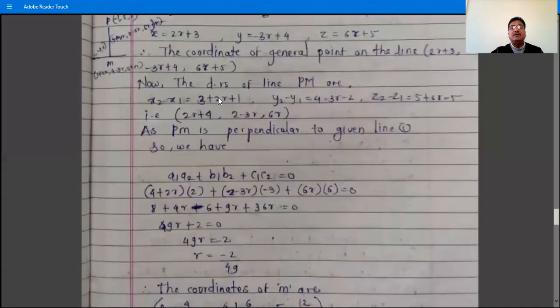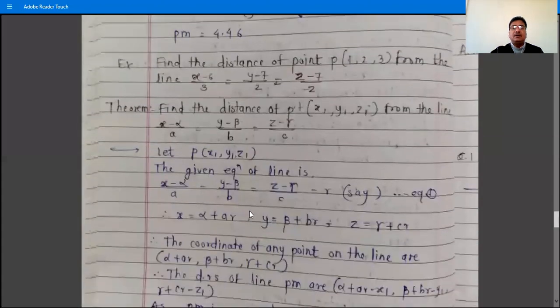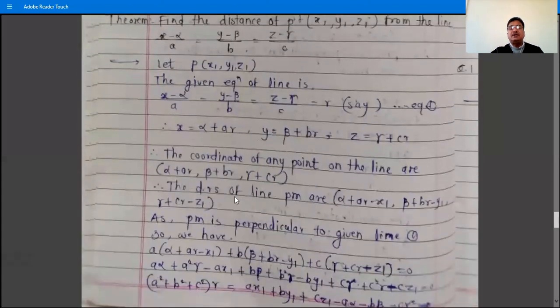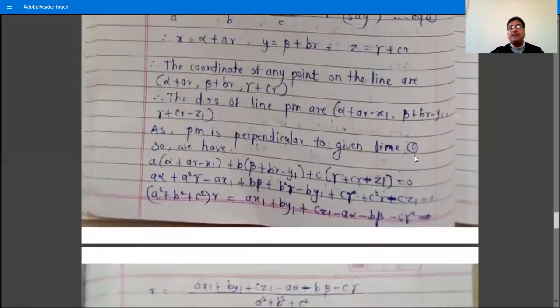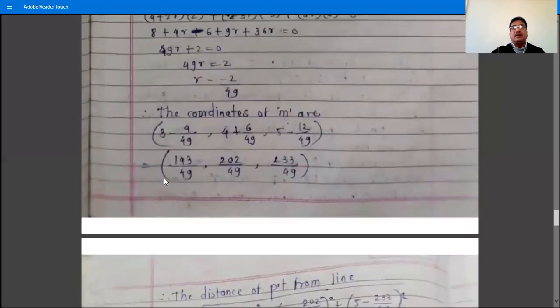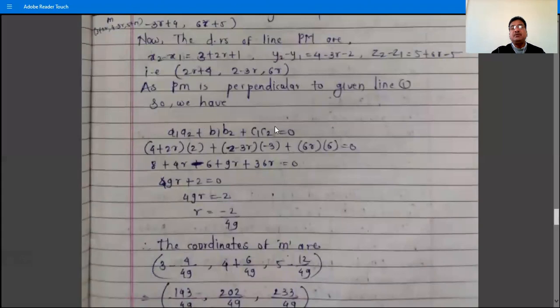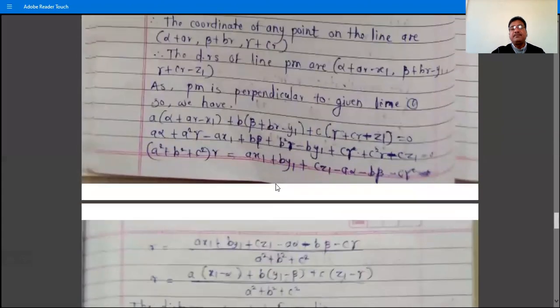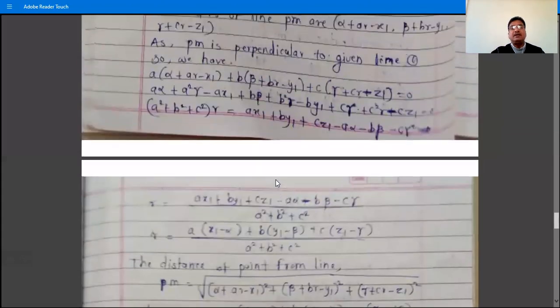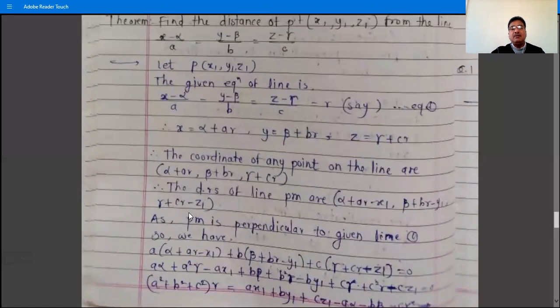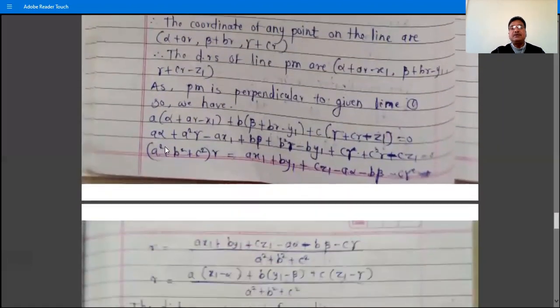The coordinates give the direction ratios of the line PM: 3 plus 2R minus, minus, plus 1, like that. So the direction ratios of PM are these. As PM is perpendicular to line 1, we again use the condition A1 A2 plus B1 B2 plus C1 C2 is 0.